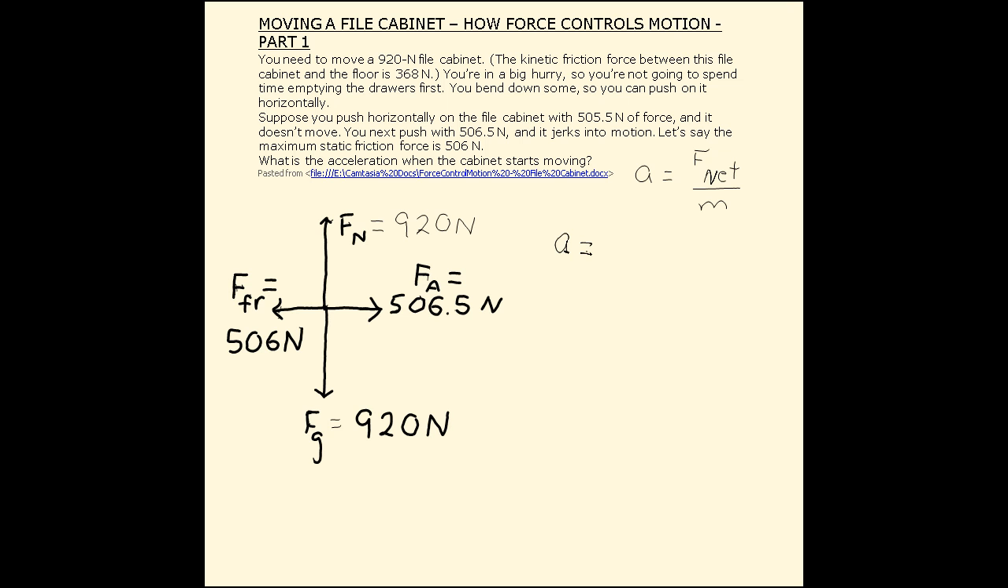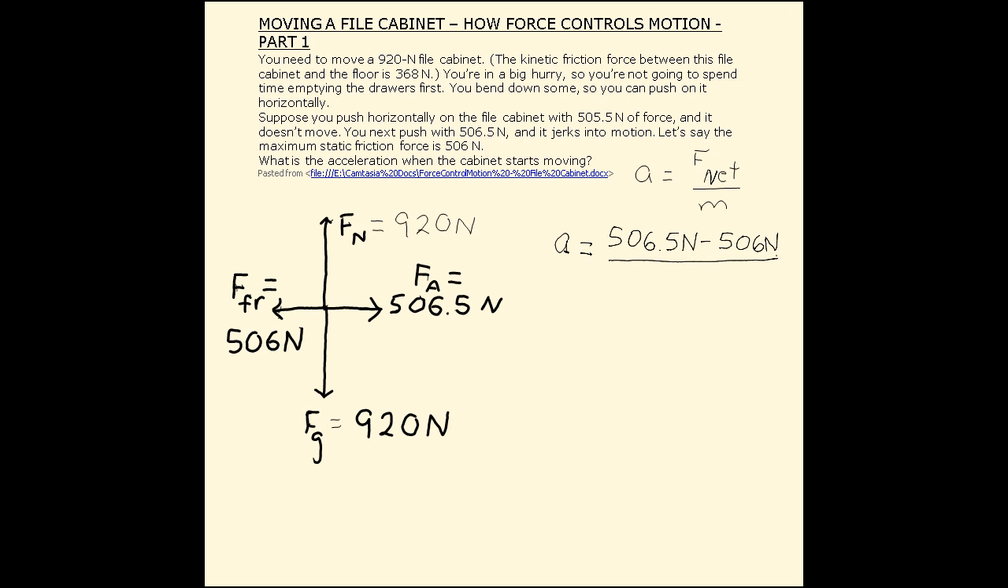The two vertical forces are going to cancel, so they are not going to contribute to the net force. But the horizontal forces are not quite going to cancel. We've got 506.5 newtons of applied force, and then we've got 506 newtons of friction force. Since those act in opposite directions, in order to give the net force, we will have to subtract those two. Then we have to divide by the mass of the object.